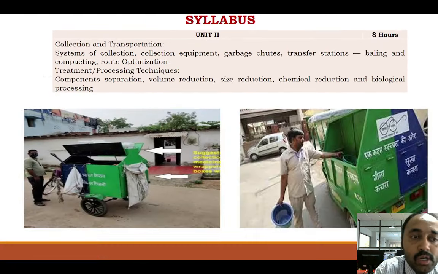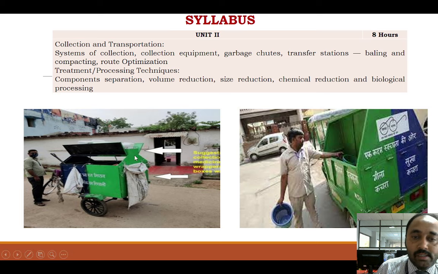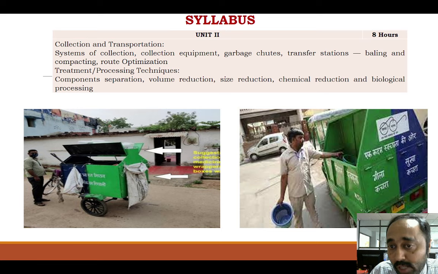Then unit 2 covers how collection and transport is done, which are the systems of collection, how collection equipment is used, what a garbage chute is, what a transfer station is, baling or compacting that needs to be done, how we segregate the waste, and how the route should be optimized. You can see they regularly come to your house and take the waste. After that, we go for treatment techniques, where we talk first about separation, then reduction in terms of size, volume, and chemical. And lastly, we go for biological processes.